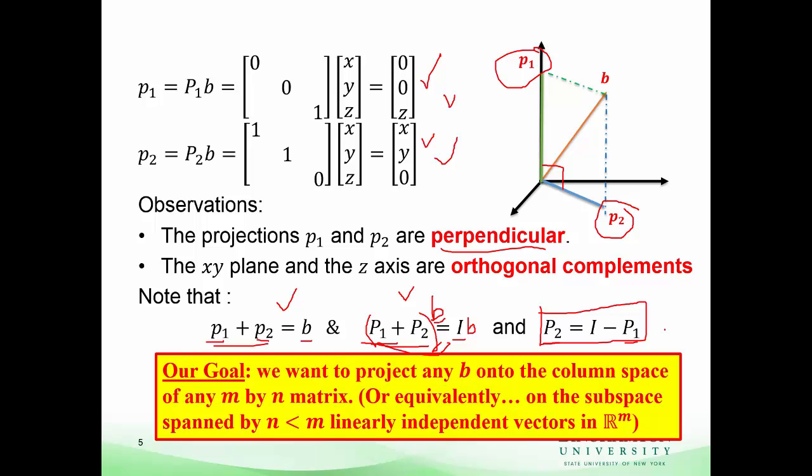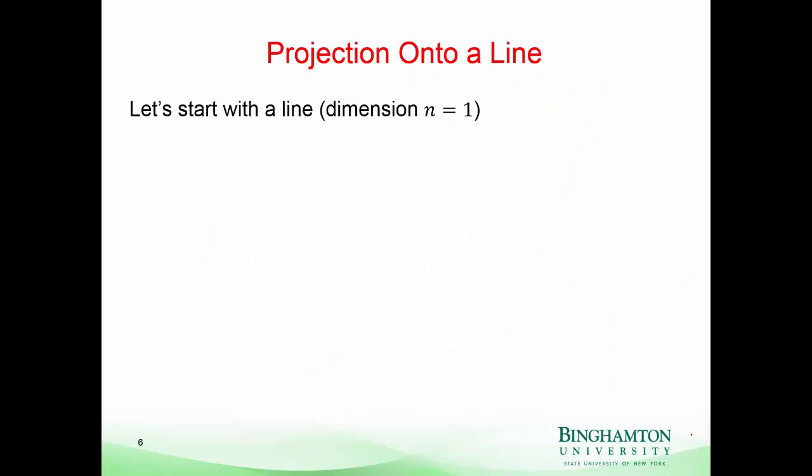So our goal in general is you tell me the column space. You give me the column space of some m by n matrix, or equivalently, the subspace spanned by n vectors, n being less than m. So we've got n linearly independent vectors, where n is less than m, in Rm. So that's going to be some strict subspace of the full Rm.